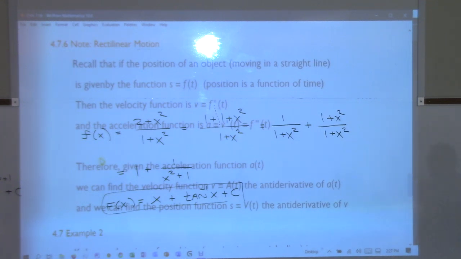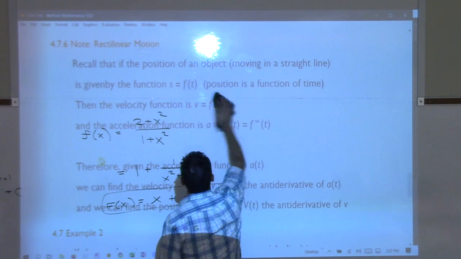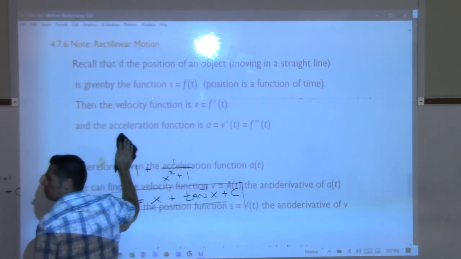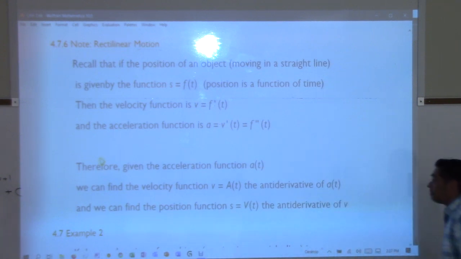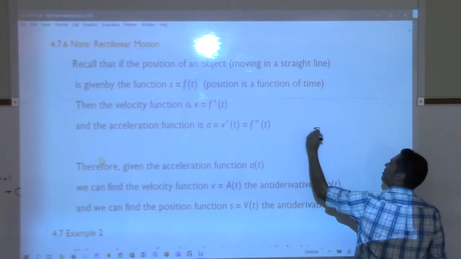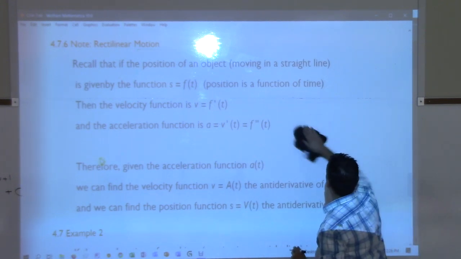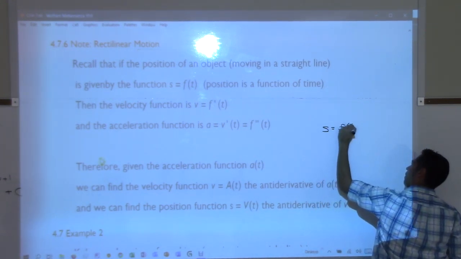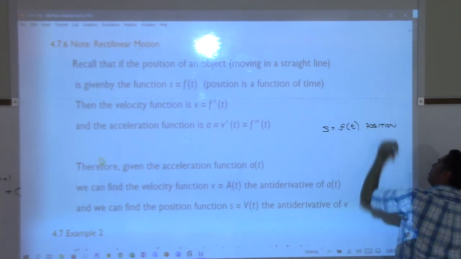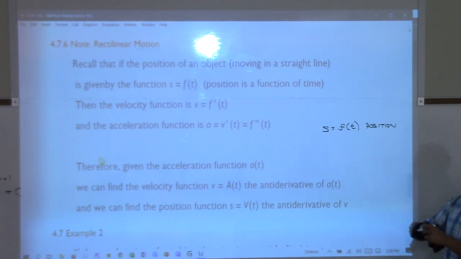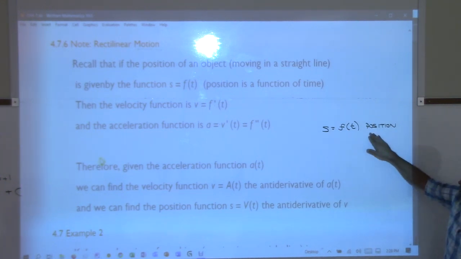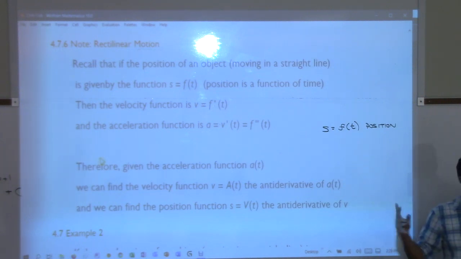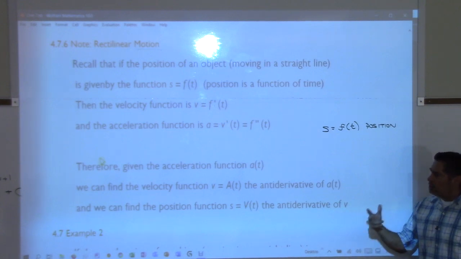All right, so remember now from Cal 1, hopefully you talked about this in Cal 1, that if you're given a position function, s of t, s equals f of t, which gives you the position of an object moving in a straight line, the distance something has traveled in a straight line as a function of time, then the first derivative of that would give you the velocity, and the second derivative would give you the acceleration. Did you all learn that in Cal 1? Yes. Okay.